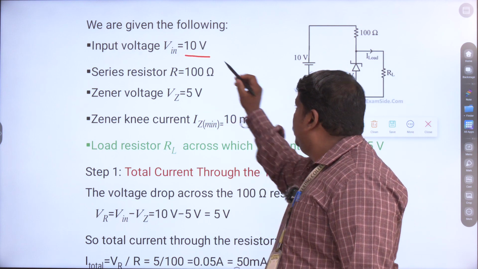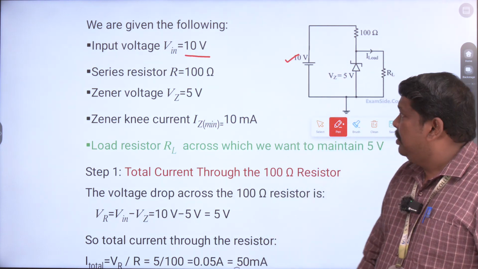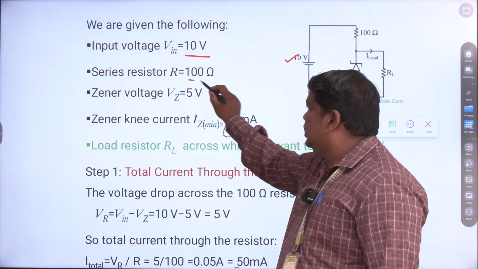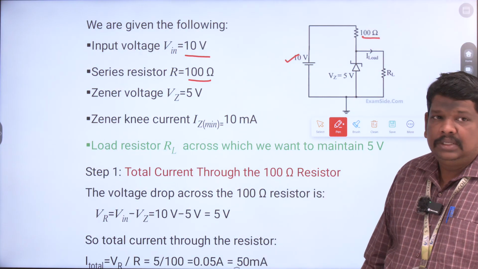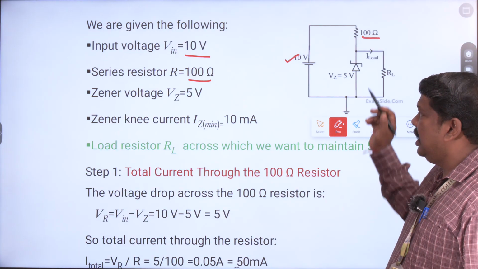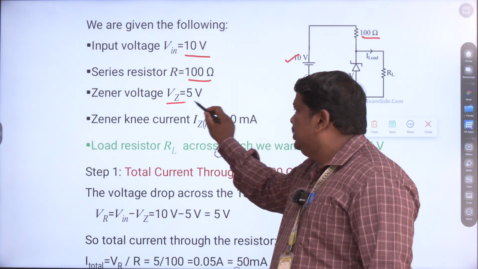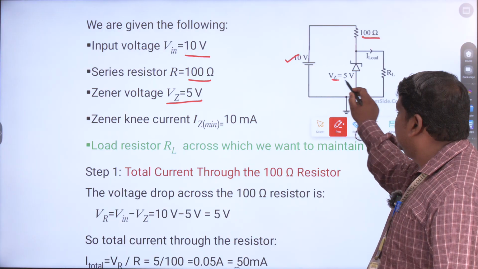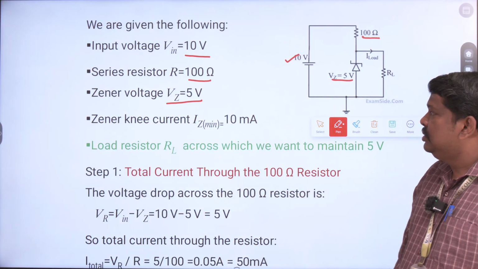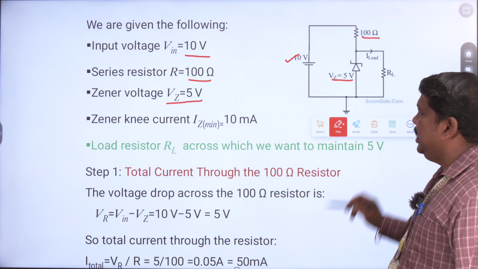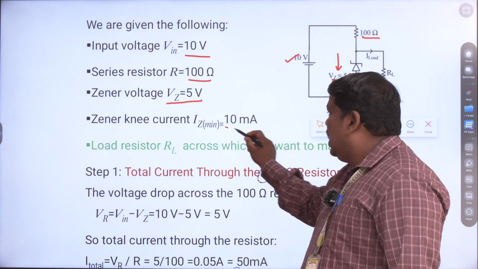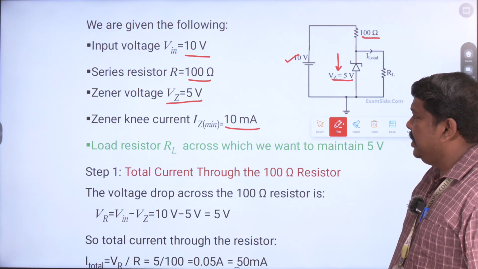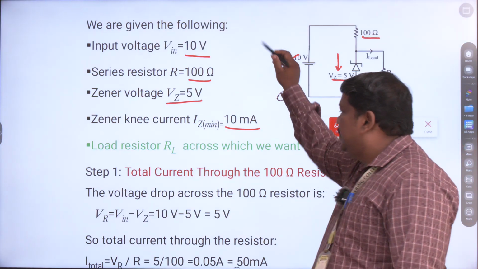Yeah, the input voltage is going to be 5 volts, as given in your problem. Next, the series resistor of 100 ohms is given in your problem. This series resistor is connected in your circuit, so it is going to be 100 ohms. The Zener voltage VZ is given here as 5 volts, and the Zener current is going to be 100 milliamperes. This is all the given data.